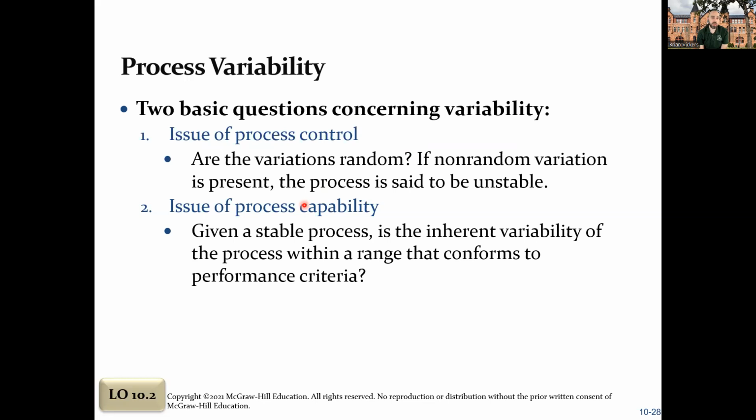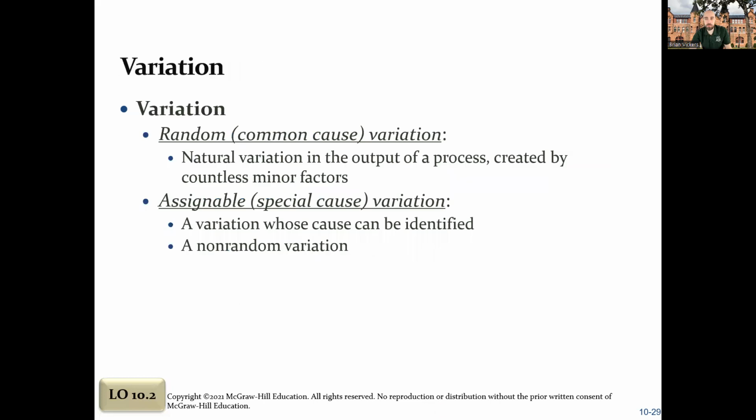So is the variability, when it is non-random or random, is it still within a certain range, upper and lower control limit? And if so, is that acceptable? And right, so determining where that upper control and lower control limit, what is acceptable values there is important as part of the process capability. Variations, so random would be, again, natural variation, countless minor factors, but then assignable variation, non-random variation, you can identify it, and if you can identify it, you can correct it.